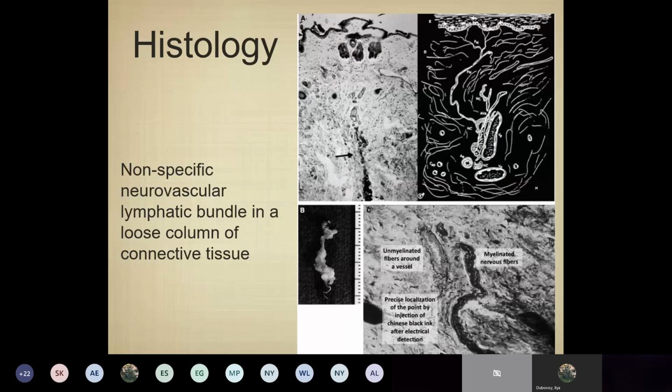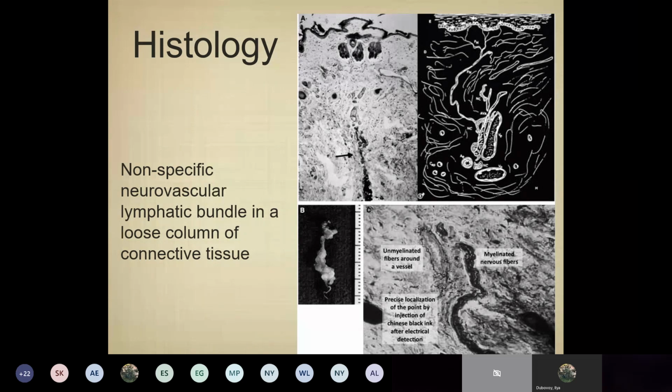The histology of the underlying structure was also thoroughly investigated. The Zhusanli stomach 36 point on the anterior tibia, as seen before, was biopsied in volunteers, mostly medical students actually, and in cadavers. And it was found that there is nothing unique about this, except that there are several interesting structures in the area. There seems to be a loose column of connective tissue in which there is what's called a neurovascular lymphatic bundle, so that there are, in fact, myelinated and unmyelinated fibers surrounding a vessel, and it can be easily stained and quite reliably found on at least some of the major so-called points, reliably at the famous stomach 36 on the anterior tibia, which, by the way, overlies the deep peroneal nerve.